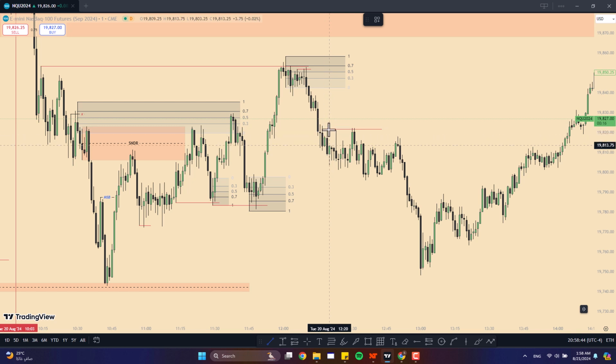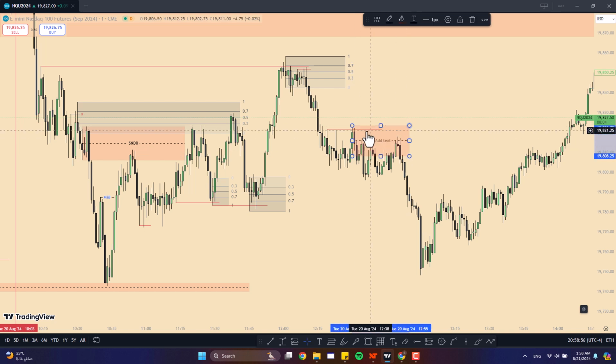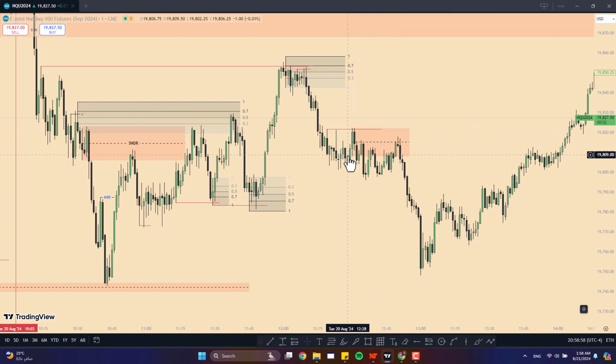So here, after we swept this high right here, we started trading to the downside, right? And we broke below this candle, which is the one that caused the sweep, right? From here, returned back to the 50% of it, and we started trading lower.